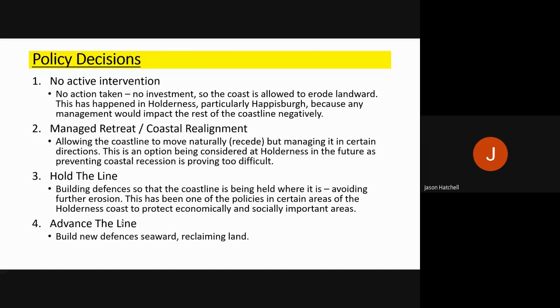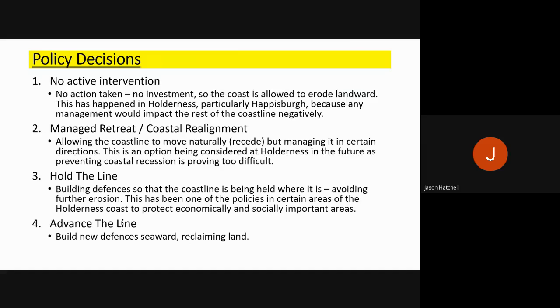The next example is managed retreat. Now, this is where we allow the coastline to recede, or we allow the sea to take over, but we manage it into certain directions. So we allow it in certain parts of the cell. So this is being considered in Holderness in the future. As recession is becoming more and more difficult to manage, the government and local councils in the area of the Holderness are considering allowing the sea to take over in some parts of the Holderness coast and protecting others.